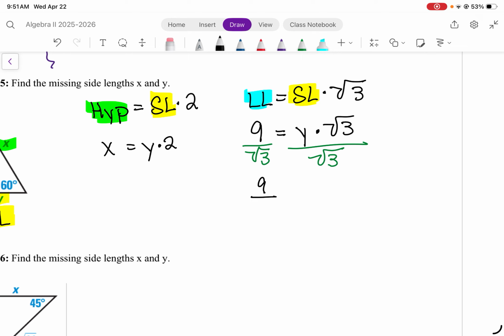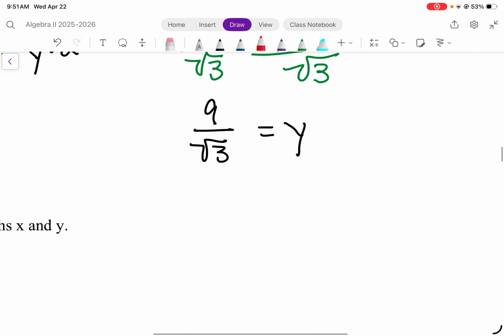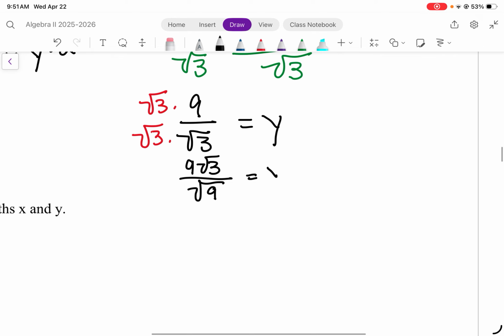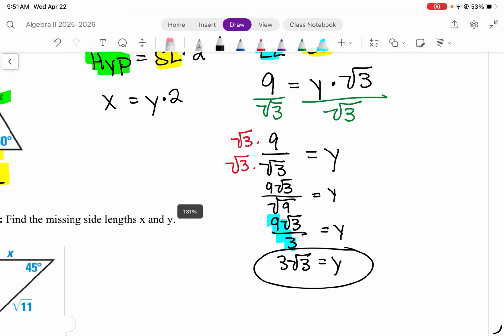When you have a radical in the denominator, you do need to rationalize your number. To rationalize it, you multiply both the top and the bottom by that square root. So this would be 9 square roots of 3 over, and when you multiply two square roots together, you multiply those numbers. So 3 times 3 is 9, and the square root of 9 is 3. So we would have 9 square roots of 3 over 3. Don't forget to continue simplifying when possible. So 9 divided by 3 is 3 square roots of 3. And that is my y value.